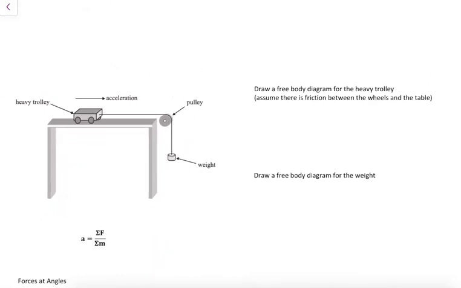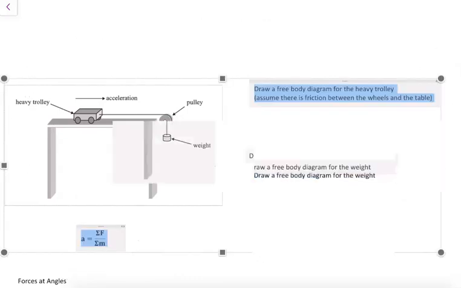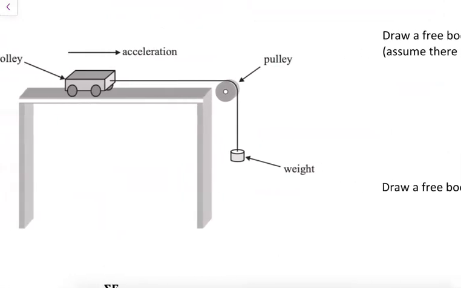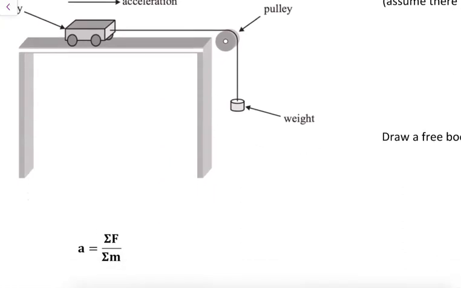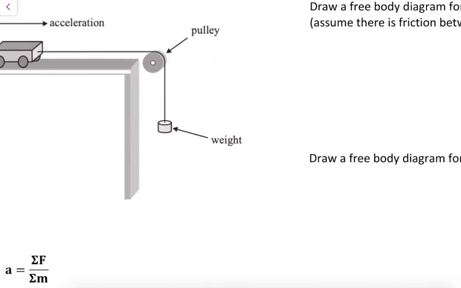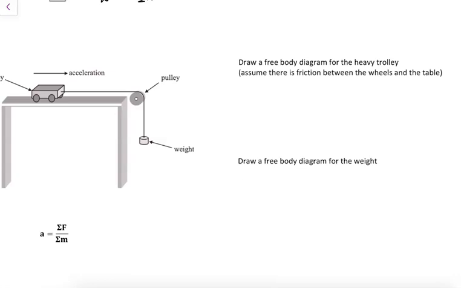Let's move this stuff up so we have some space below. We have a heavy trolley on a table. It's accelerating forward. There's a pulley and the weight's going down. We want to use net force divided by net mass, but first we need to identify the net forces. So let's draw our free body diagrams for the heavy trolley. In this case, we're going to assume that there is friction on the table. So here's my heavy trolley.